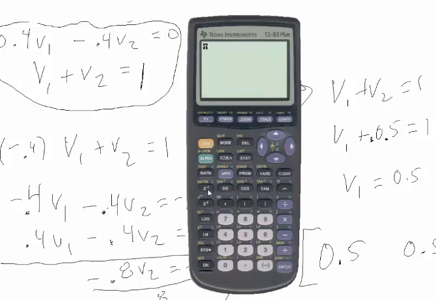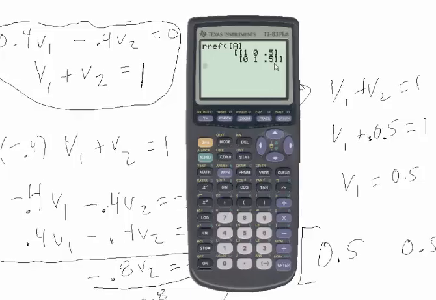And then I can do matrix math. So I scroll to the math column and go down to RREF, which is row reduced echelon form. And I want the row reduced echelon form of matrix A. And I get 1, 0, 0.5, 0, 1, 0.5, which means V1 equals 0.5, V2 equals 0.5. And that's an equilibrium vector.